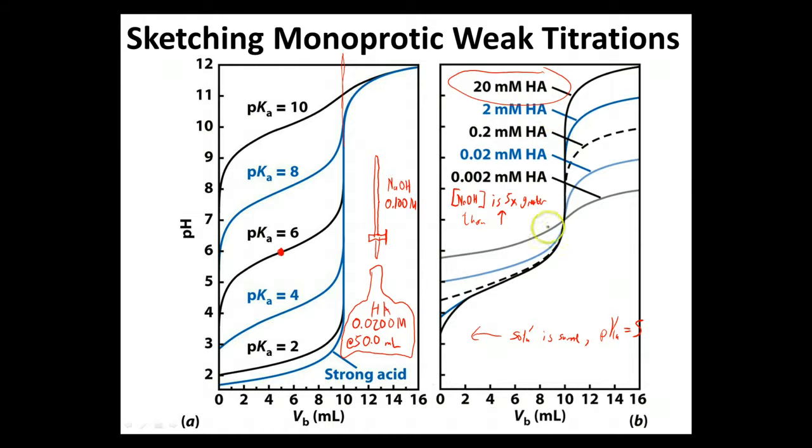And as long as we don't have an unfortunate concentration to start from, we're going to have a titration curve that looks reasonable. So those are some of the estimations that you can make if you have to quickly sketch a monoprotic weak titration, or at least be able to identify which pKa goes with which plot, that sort of thing.